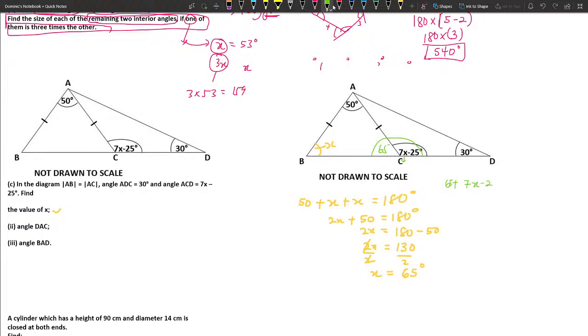minus 25 equal 180. Remember, supplementary angles are supposed to be equal to 180 degrees because they are angles on a straight line. So 65 plus that. So let's simplify it. Simplifying it, we will have 7x plus 65 minus 25, equals 180 degrees. So during the subtraction, we should have 40.